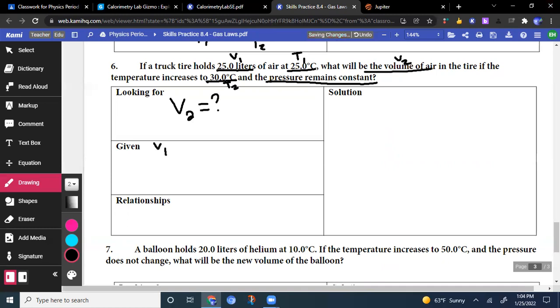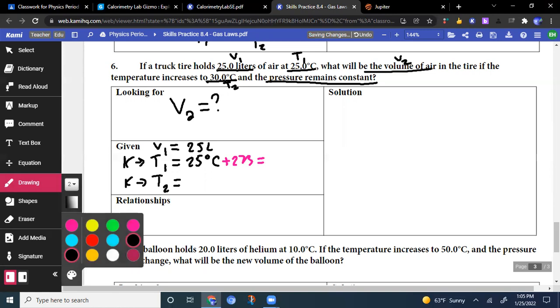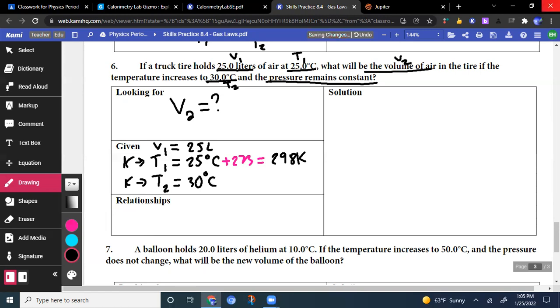We are given V1, we're given T1, and we are given T2. Now, V1 is 25 liters. T1 is 25 degrees Celsius. However, we need to convert this into Kelvin because the temperature should be in degrees Kelvin, not in Celsius. So we need to convert both of those. Recall that you do that by adding 273. So 25 plus 273 is 298 Kelvin. That's our initial temperature. And then we have 30 degrees Celsius plus 273, that's going to equal 303.